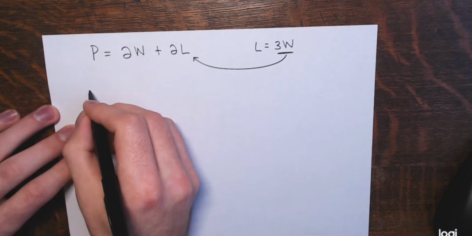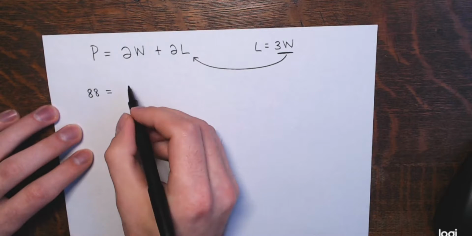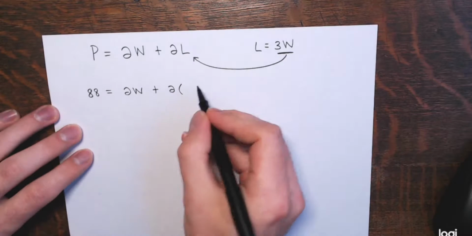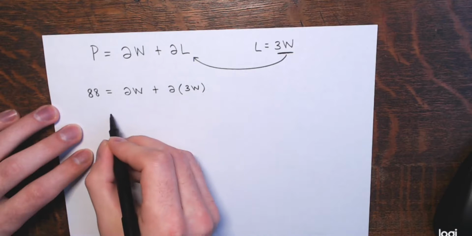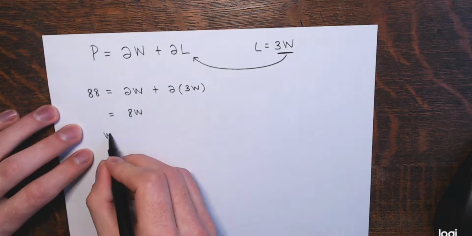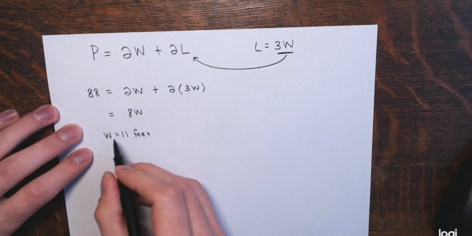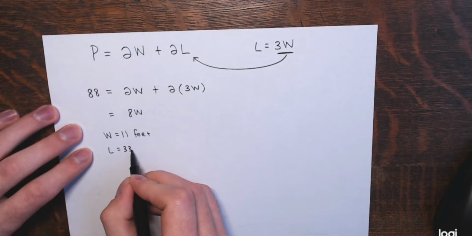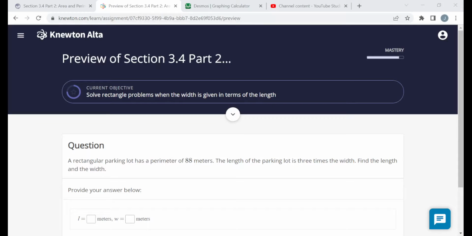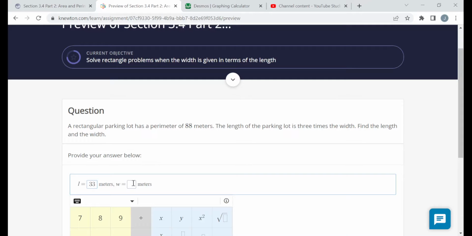Perimeter is 88, right? So that replaces P. And then over here we have twice the width plus 2 times the length, but the length again is 3 times the width. So over here I have 2w plus 6w, that's 8w equals 88, so w must be 11, alright, dividing by 8. So the width is 11 feet, and then the length is 3 times that, 33 feet. And this is what they want, right, the dimensions of the rectangle. And again, just pay attention to what's what. L for length, 33, W for width, 11.